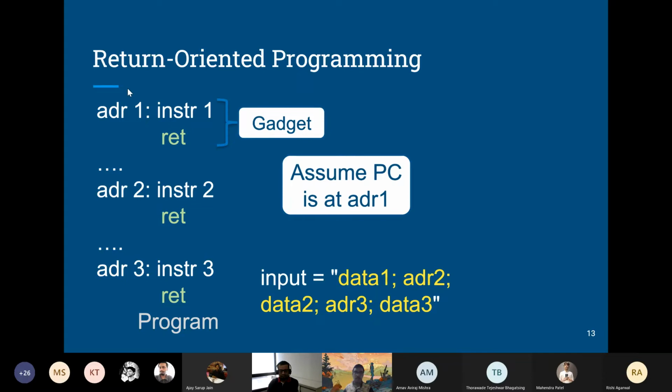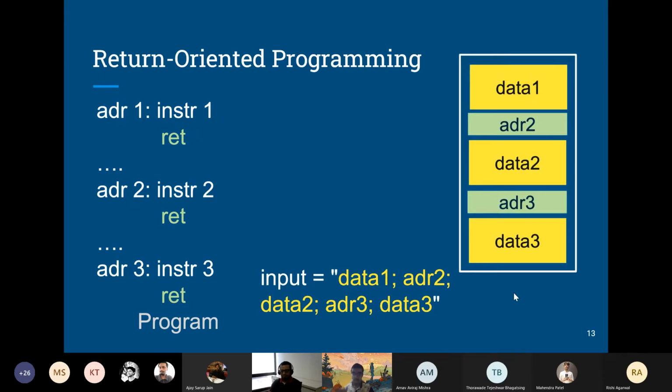And suppose that the PC is at instruction 1. That is, the PC is equal to address 1. If not, there are possibilities on how to do it. Like you can simply reuse the ret you had, but it's not necessary to describe that. What we are going to do next: now suppose that you're providing an input such as data 1 something something something.